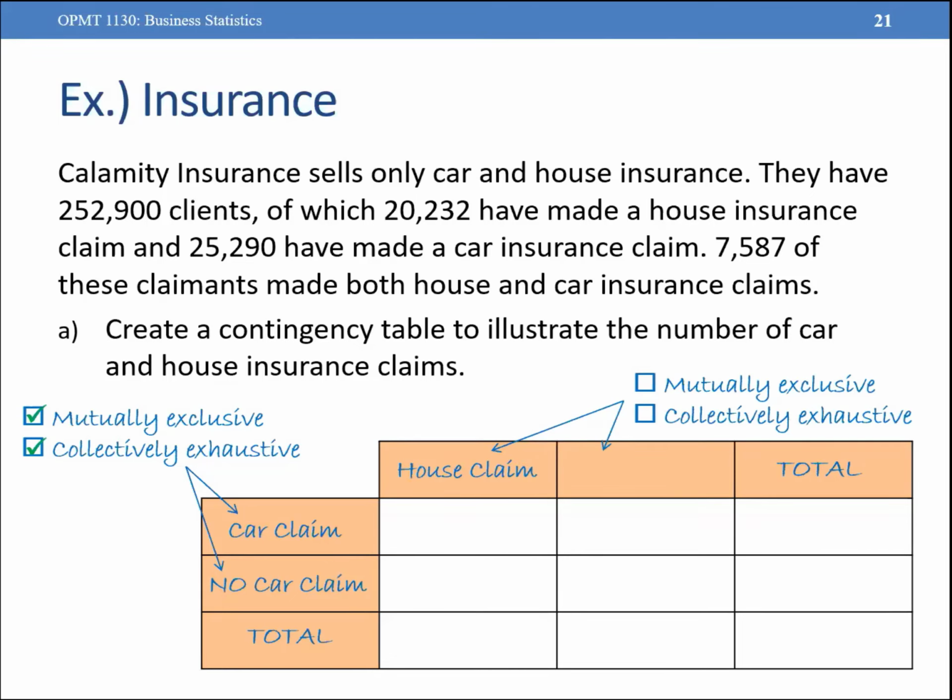And what would be mutually exclusive to house claim? Would be no house claim. We check, is it mutually exclusive? Yep. Is it collectively exhaustive? Yes, we've covered everything.